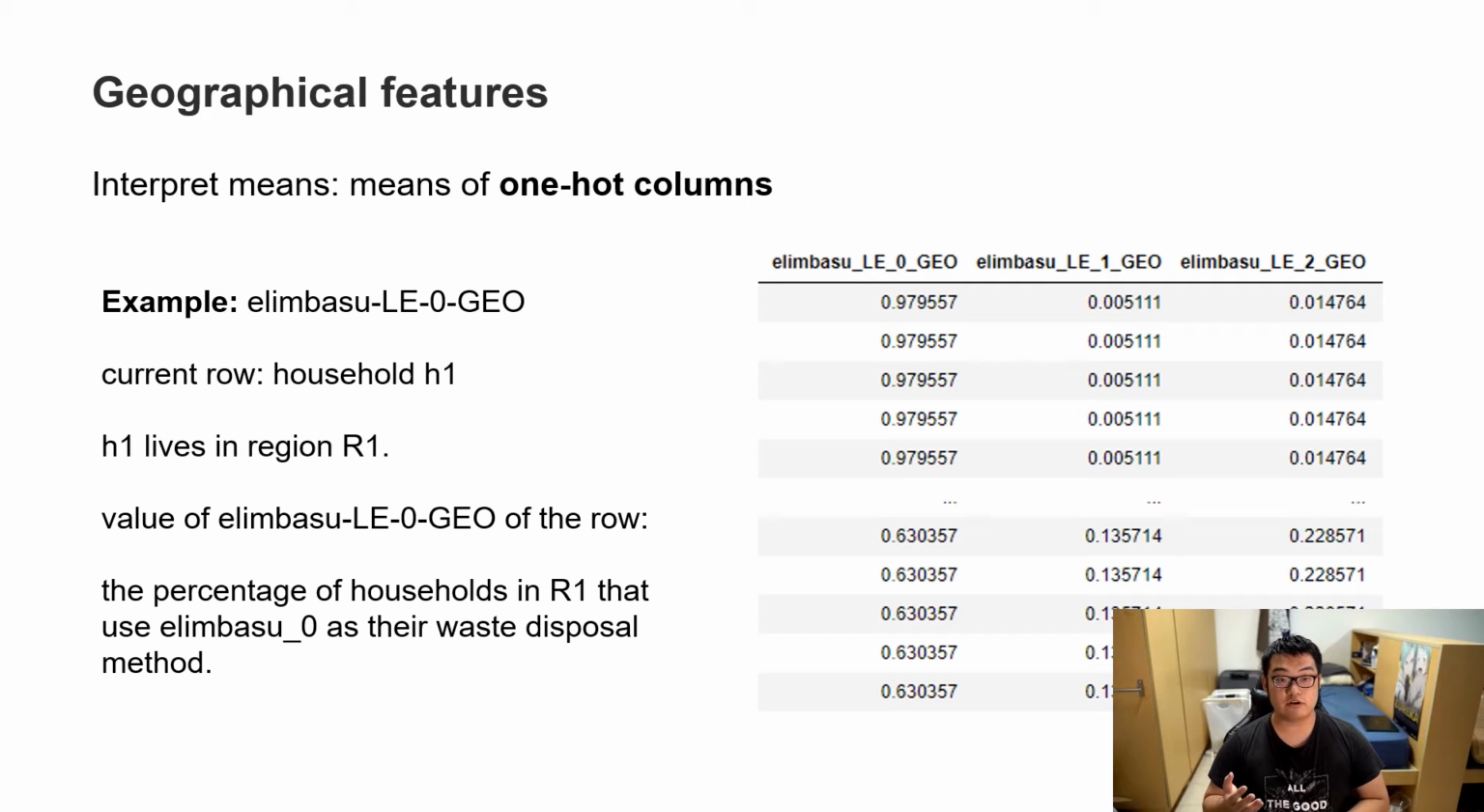Let's say that the current row represents a household H1 which lives in region R1. Then the value of this column in this row represents the percentage of households in region R1 that uses Ilimbasu 0 as their waste disposal method.